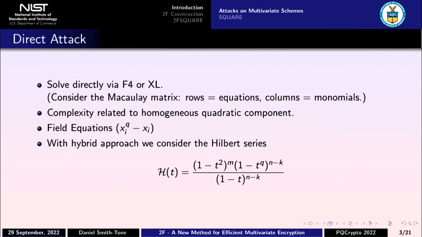Typically, we see that the complexity of solving the system is related to the homogeneous quadratic component, possibly in conjunction with field equations that force the solution to lie in the given field and not in an extension. For small fields, it is sometimes useful to guess the values of some variables before trying to solve the system. This technique is called the hybrid approach. If we assume the system to be semi-regular, which essentially means that non-trivial relations arise in the calculation at the last possible moment, then we can approximate the solving degree by computing the first non-positive exponent of the Hilbert series shown here.